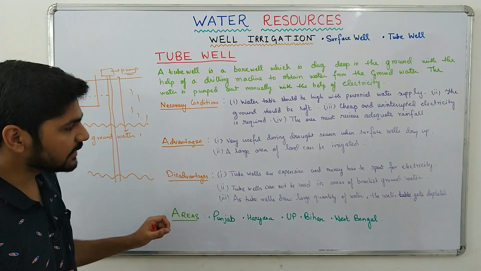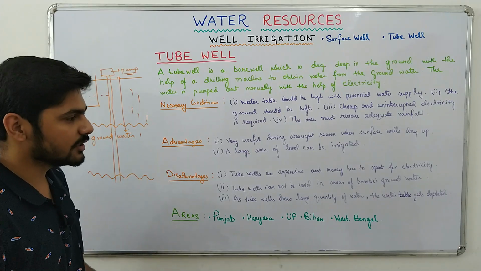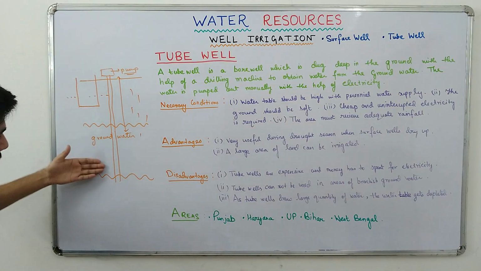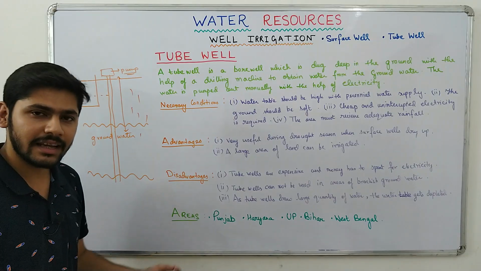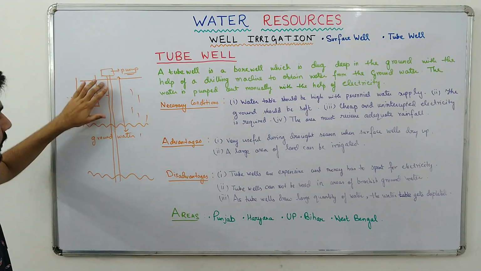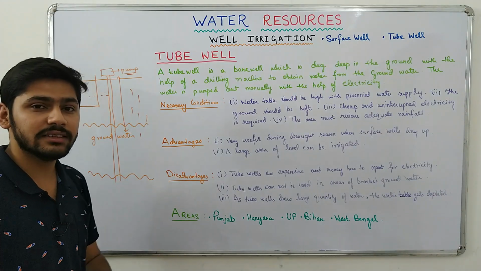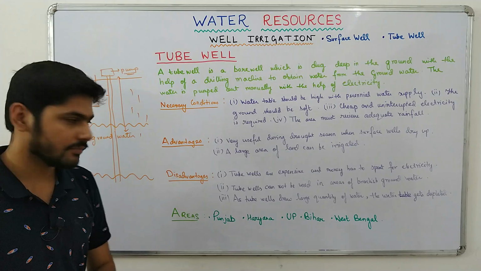First, tube wells are expensive and money has to be spent for electricity. Now if you want to dig a very deep hole, you require a lot of money. Then you require money for the pump. Then you require money for the electricity. Hence, tube wells are very expensive.